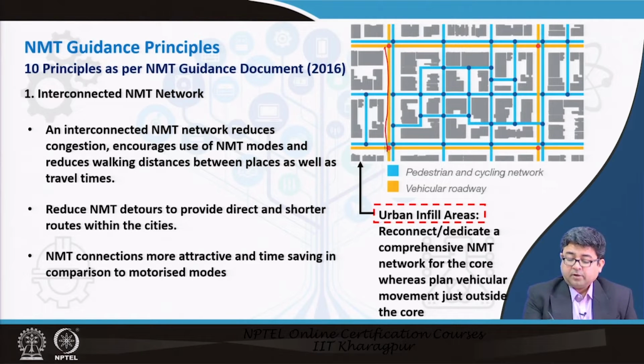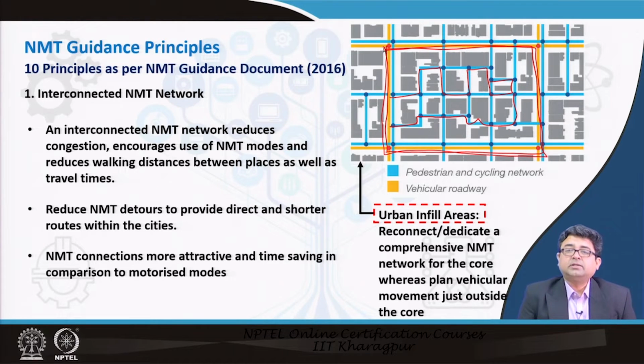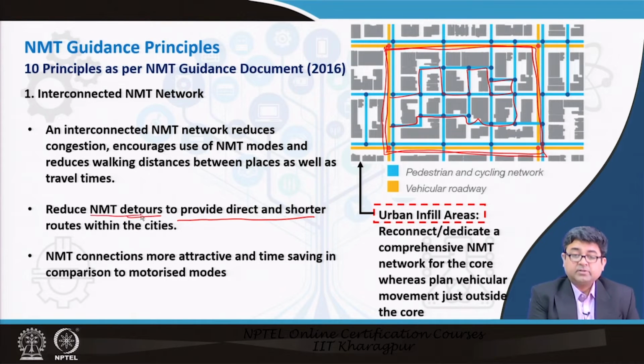What the guidance document tells us is that when you are designing for vehicular traffic, that should be more at the periphery of your block, whereas inside the blocks you should have well connected NMT infrastructure, right? So, preference should be given to NMT infrastructure within a block area, whereas in the periphery you can give preference to the vehicular traffic. If you design your streets in this fashion, this will encourage a lot of NMT movements.